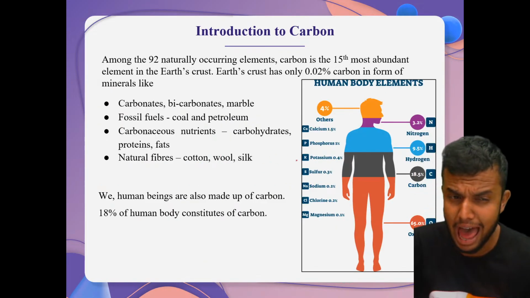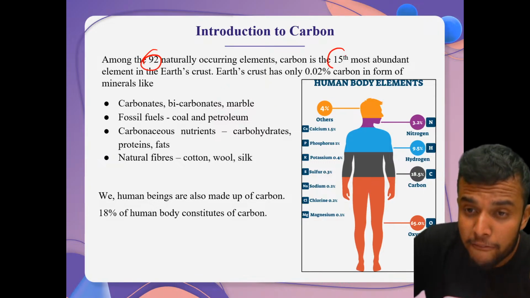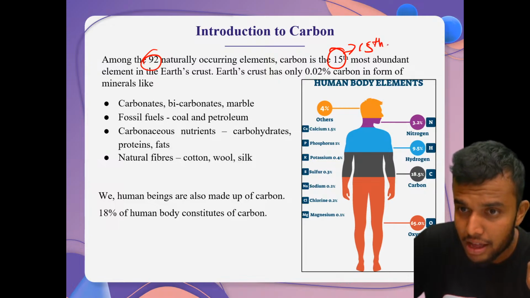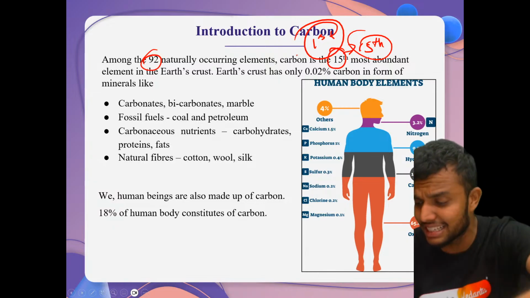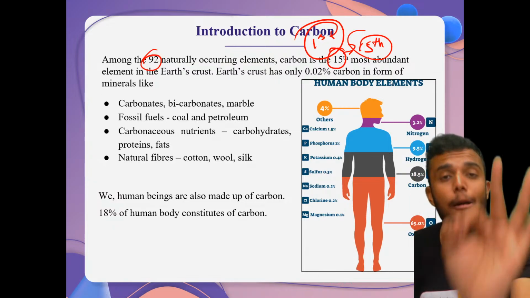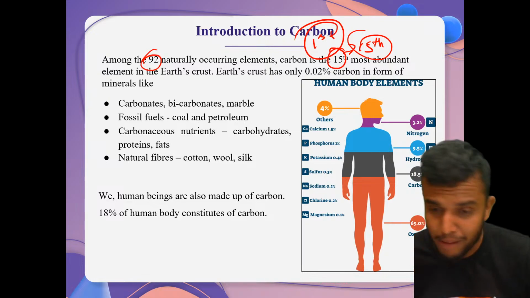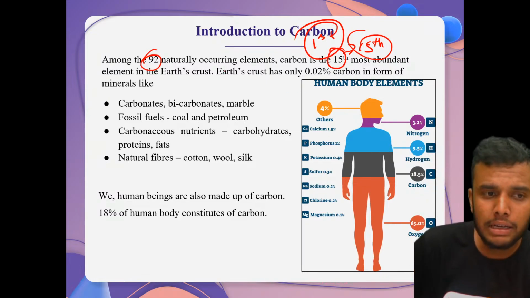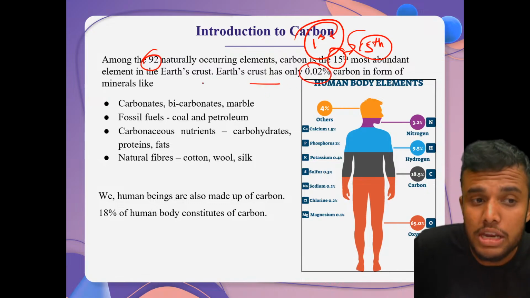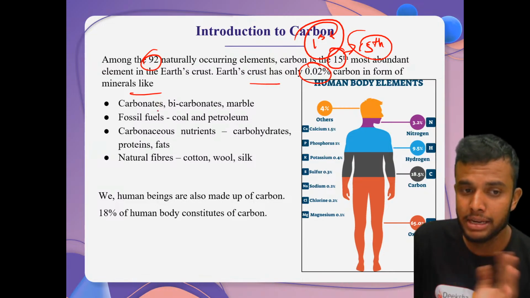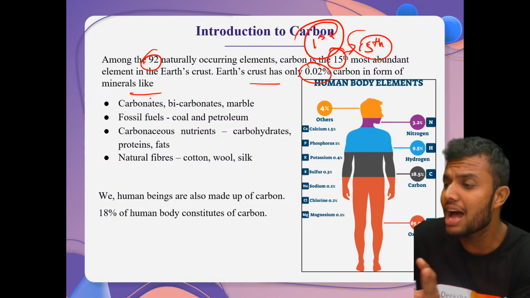Everywhere carbon is there. And you know one thing, among the 92 naturally occurring elements, carbon is the 15th most abundant element. Then, which is the first most abundant element? We already discussed the first abundant element in your previous chapter. Let us know in the comment section, my dear students. And only 0.02% of carbon is present as minerals, that is, in compounds with other elements.